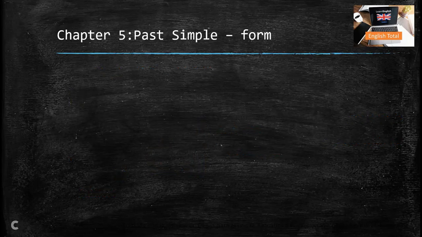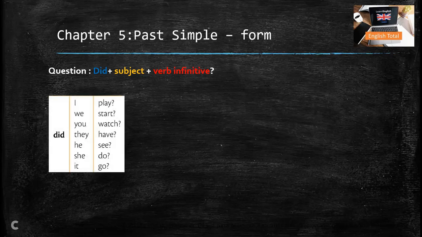Okay, let's move on to question formation. This is the structure for questions. You start with the auxiliary did, followed by the subject and the verb in infinitive. Questions starting with didn't are also possible. Now, don't forget that because you have the auxiliary did, the verb takes the infinitive form, so there's no need for the past form of the verb. Look at these examples.